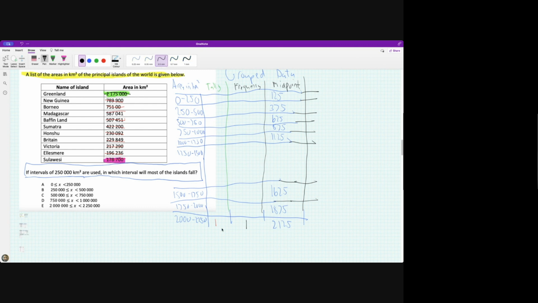So we are happy with that one. 789 would be there. 751. 587 would be there. 507 would be there. 422 would be there. 230, ooh, would be there. 229 would be there. 217 would be there. 196 would be there. Oh my goodness.